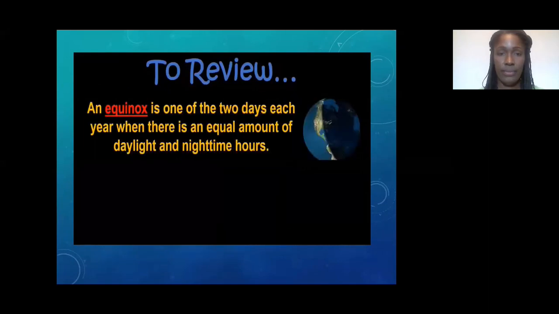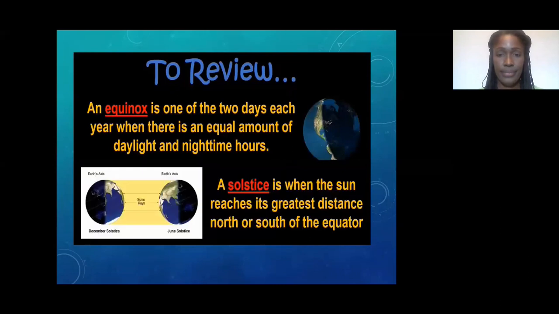So, to review, an equinox is one of the 2 days each year when there's an equal amount of daylight and nighttime hours. A solstice, on the other hand, is when the sun reaches its greatest distance north or south of the equator.